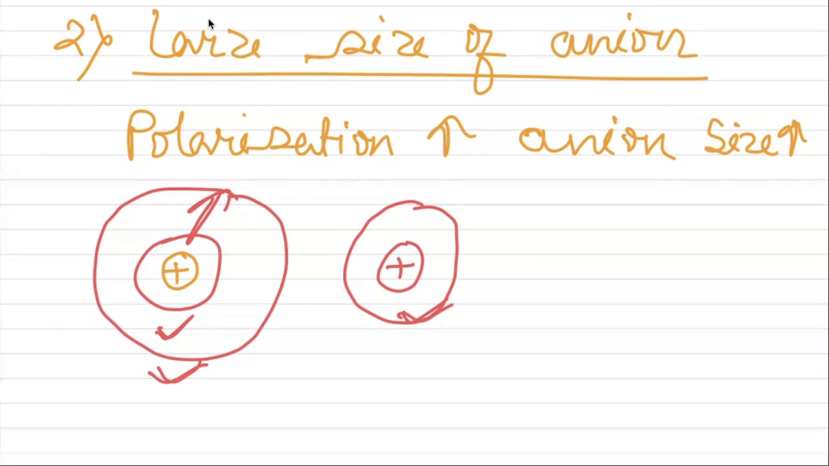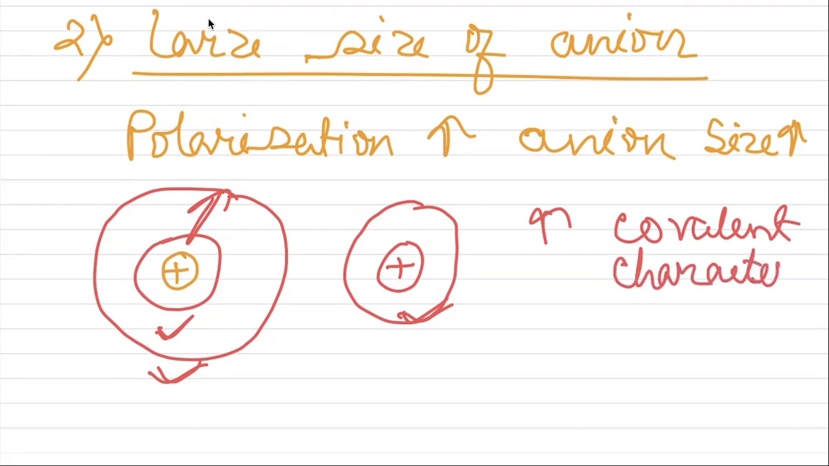Okay, so we can say that the larger the anion, the higher will be its polarizability and the more will be the covalent character. So polarization increases as anion size increases. That means covalent character also increases.